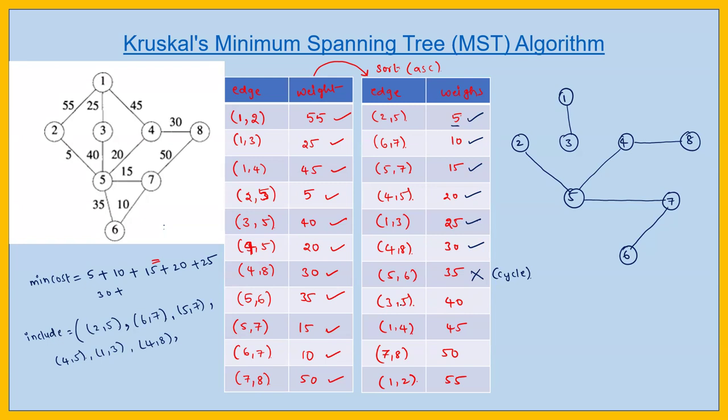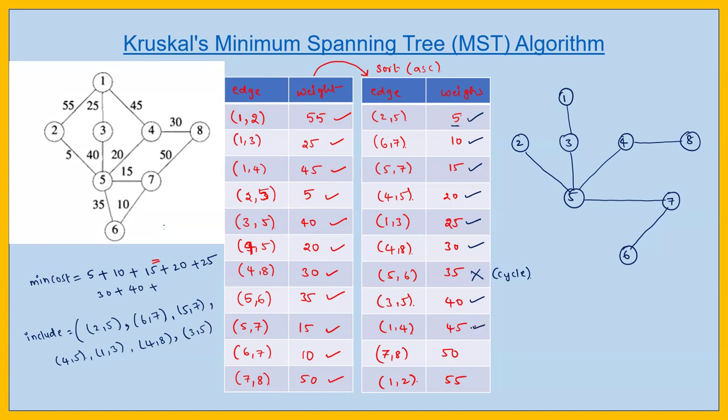What is the edge? 3 comma 5, whose weight is 40. So let us go and test. When I include 3 comma 5 into this graph, does it form a cycle? No. So I am going to include this one into this graph, and I am going to write this edge included into this minimum cost spanning tree. What is the cost of this one? 40. So I have written minimum cost spanning tree at this place. Next, I will go and test 45.